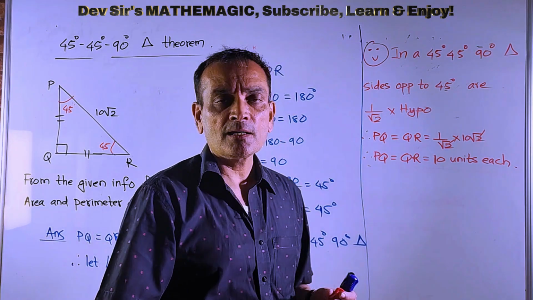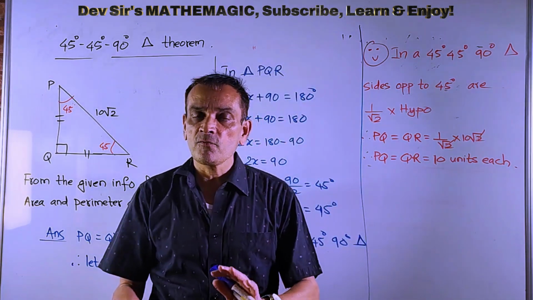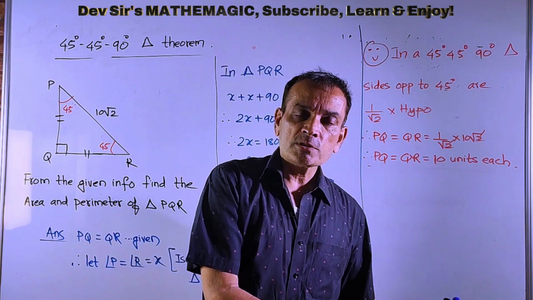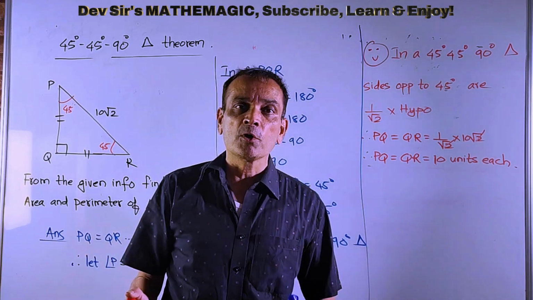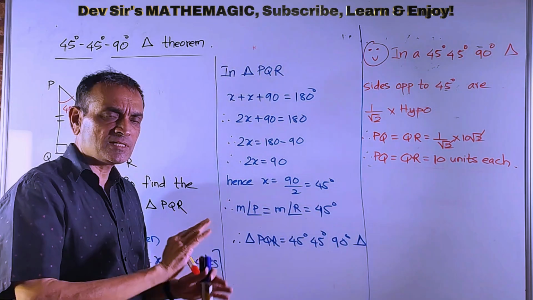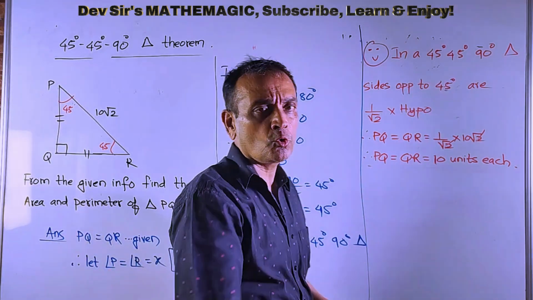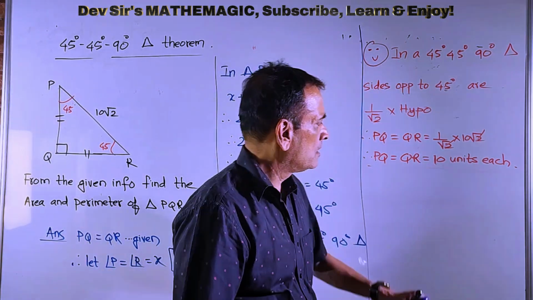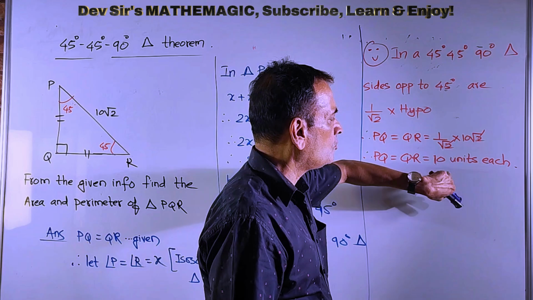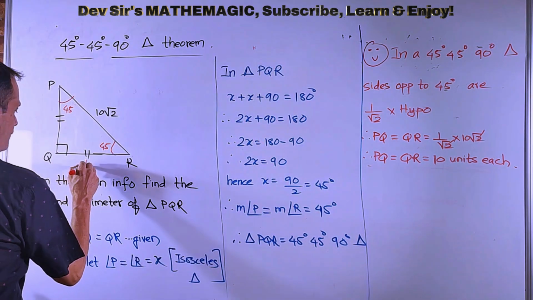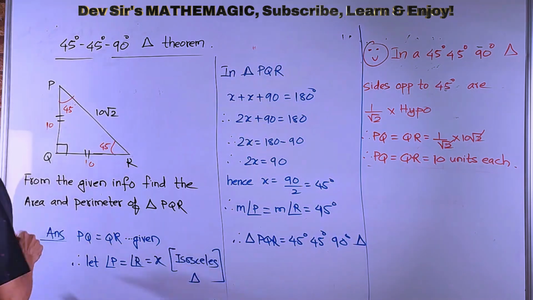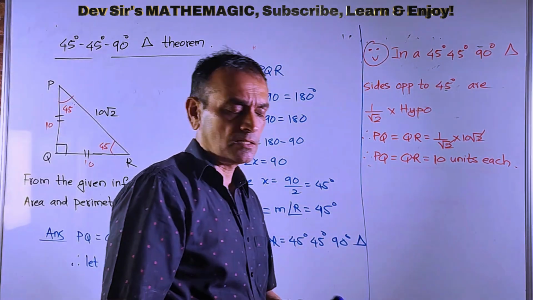So here they are not different. In the 30, 60, 90 triangle theorem we used to say side opposite to 30 is half the hypotenuse, side opposite to 60 is root 3 by 2 times the hypotenuse. But here we directly say that both sides are equal to 1 upon root 2 times the hypotenuse. So 1 upon root 2 into 10 root 2, 10 units each. So we get this as 10, this as 10. So let us find our final answer.